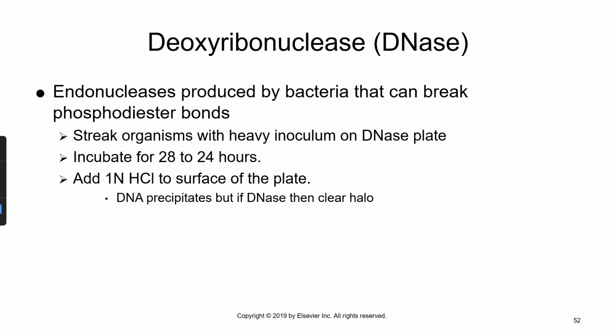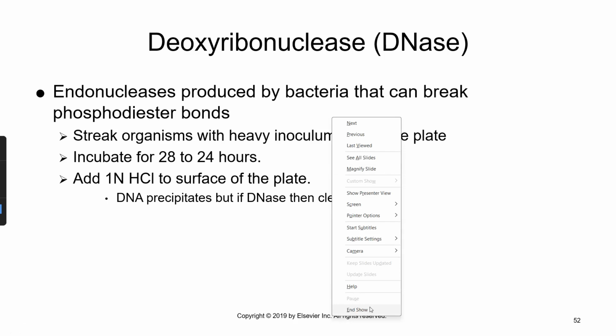Deoxyribonuclease, DNase. Endonuclease is produced by bacteria that can break phosphodiester bonds. Streak organisms with a heavy inoculum on a DNase plate. Incubate for 28 to 24, it should probably say 18 to 24 hours. Let me just change that real quick.